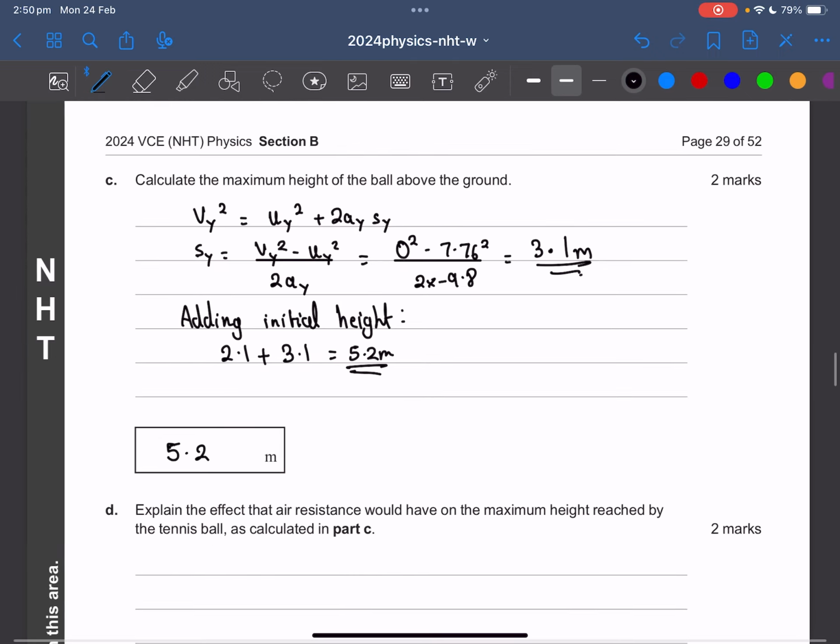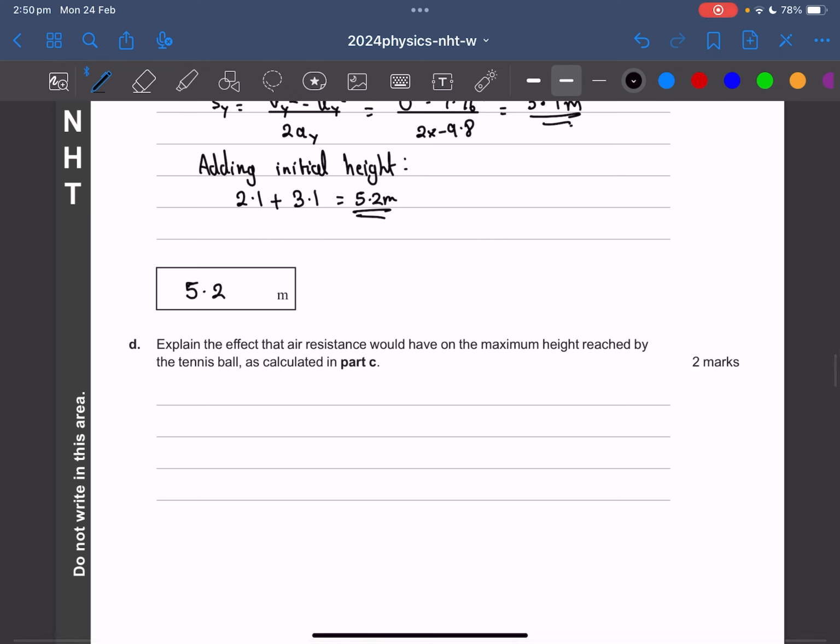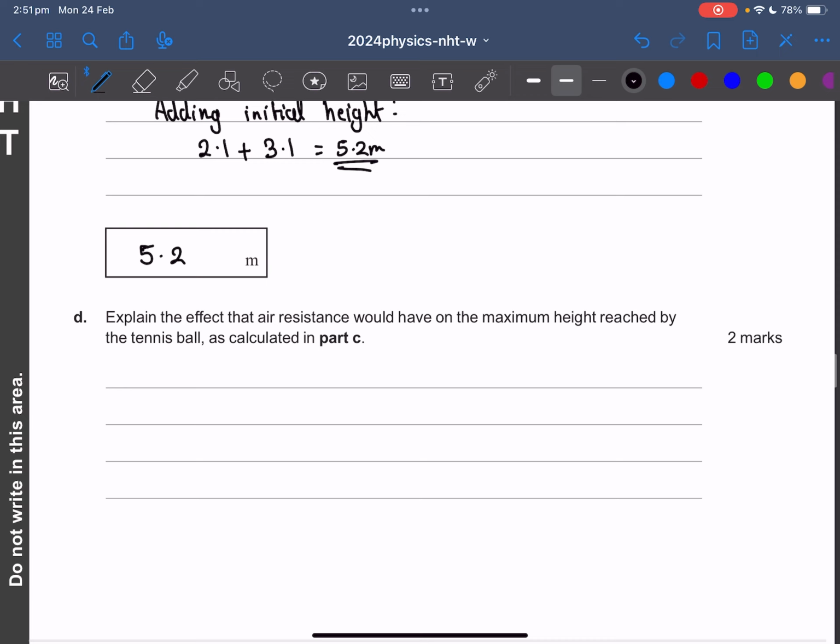Okay? So explain the effect that air resistance would have on the maximum height reached by the tennis ball as calculated in part C. Okay, very well. So now that we have air resistance, the maximum height that is reached by the ball would be reduced, because obviously it is going to be slowed down by the air resistance. So that's going to be our answer.